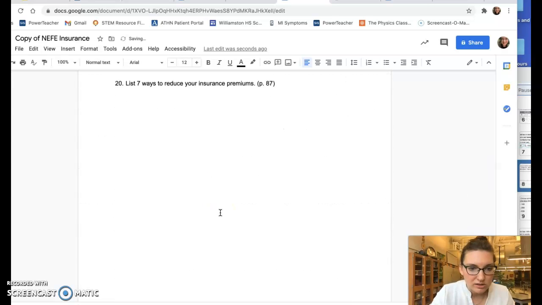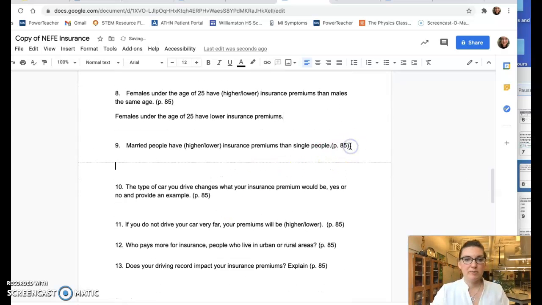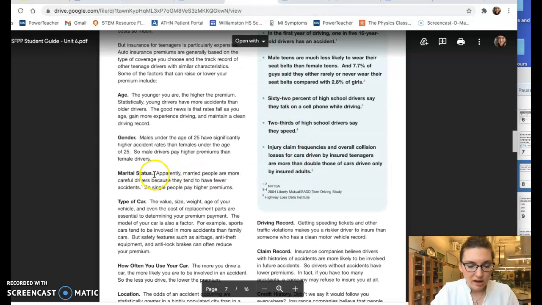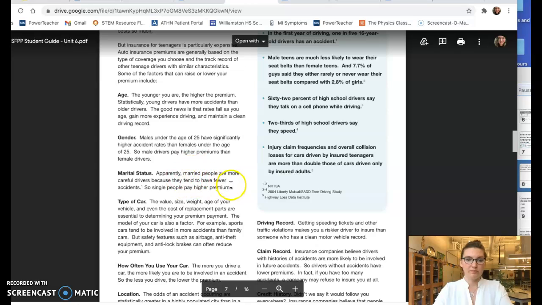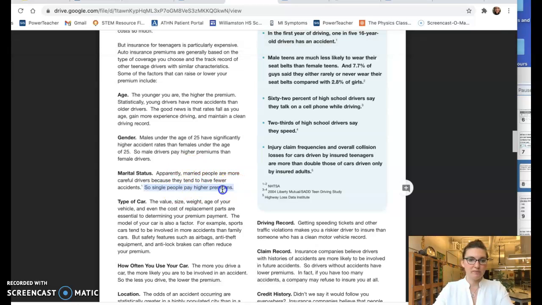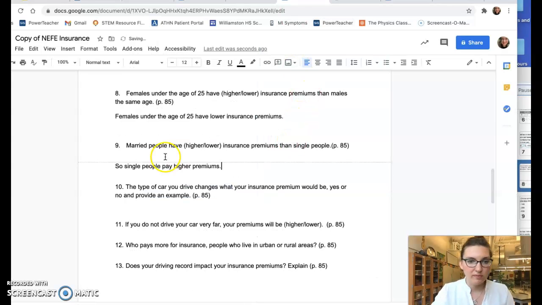Okay, how much longer is this? There's so many questions. Okay. Married people have higher or lower insurance premiums than single people. Let's see. Married people are more careful drivers, so single people pay higher premiums. We'll just copy and paste that.